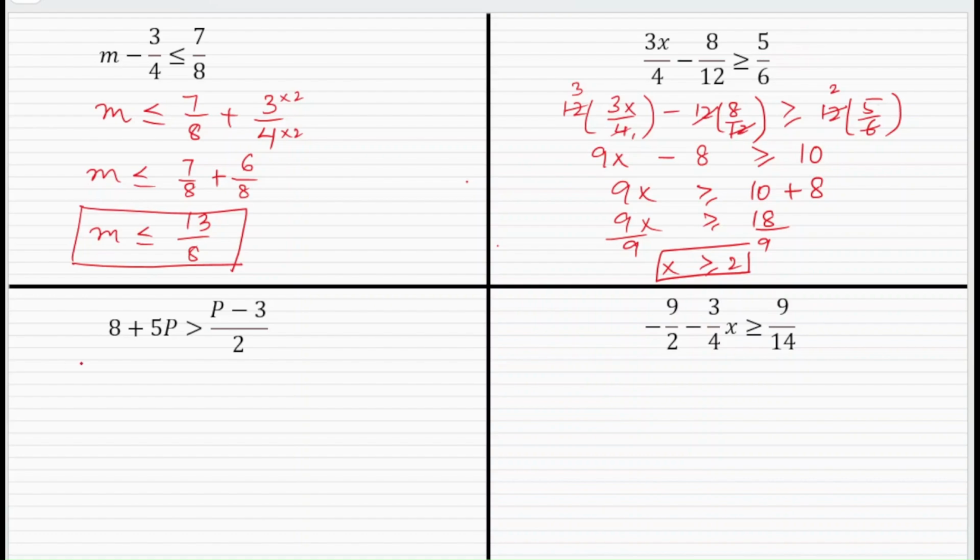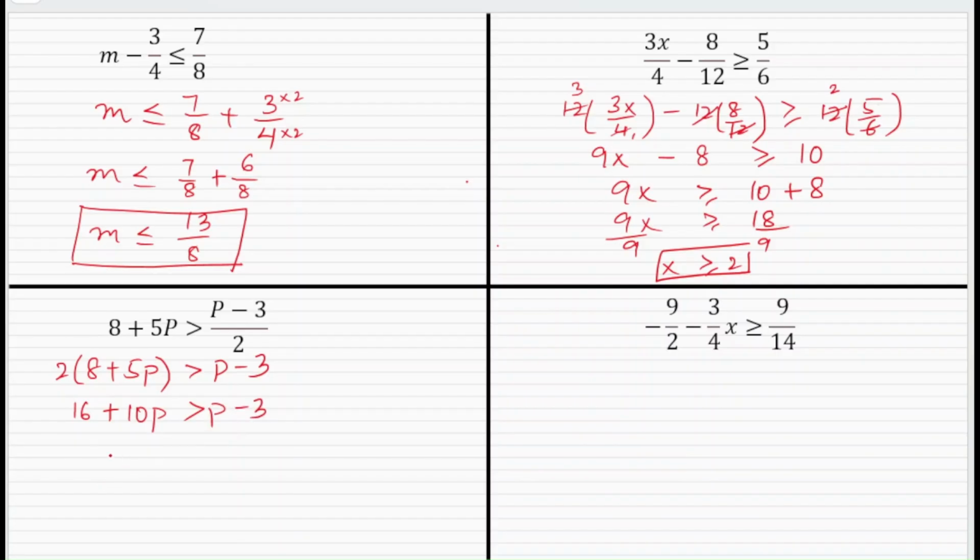Over here, 8 plus 5p is greater than p minus 3 over 2. So this 2 is being divided. So I will shift this 2 to that side and it will be multiplied: 2 times (8 plus 5p) greater than p minus 3. So 2 times 8 is 16 plus 2 times 5p is 10p, greater than p minus 3.